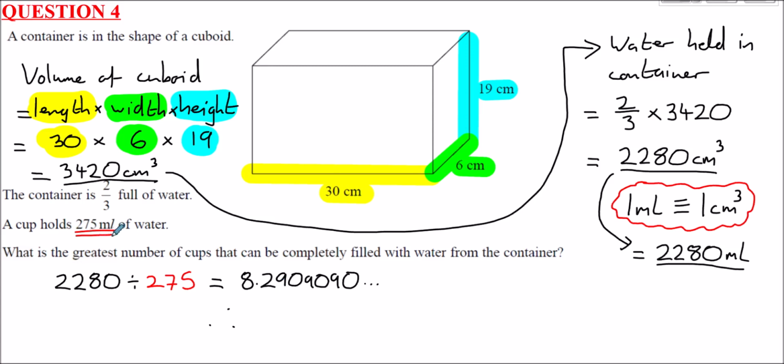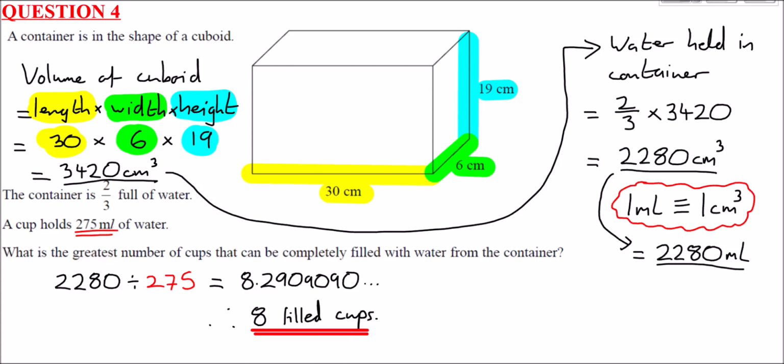But the question is, how many cups can be completely filled? There's 8 and about 29% of another cup. So that means 8 complete cups can be filled. Therefore 8 cups is the maximum. 8 filled cups. And that's all we need to do for question number 4.